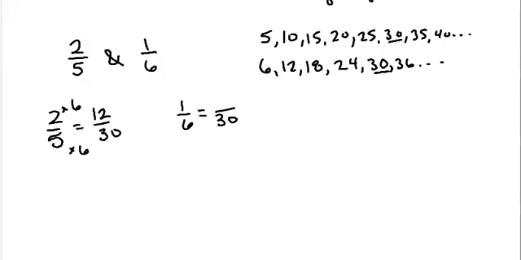What did I multiply 6 by to get 30? I multiplied it by 5. So I do the same at the top. 1 times 5 is 5. So 5/30 is 1/6. Now it would be easy to compare these two fractions, 12/30 and 5/30. I know that 12 is bigger than 5, so that fraction is bigger. It would also be easy now to add these fractions together. With the same denominator, it's the same kind of fraction, so then I can just add the tops together.